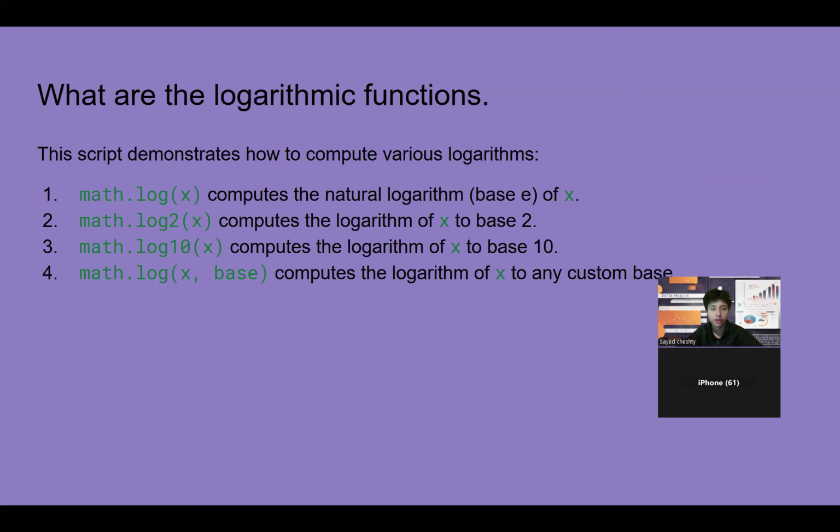So what are the log functions? This script demonstrates how to compute various logs. First is math.log(x), which computes the natural log. math.log2 computes the log of x to the base 2. math.log10 computes the log of x to base 10, and math.log(x, base) computes the logarithm of x to any custom base.